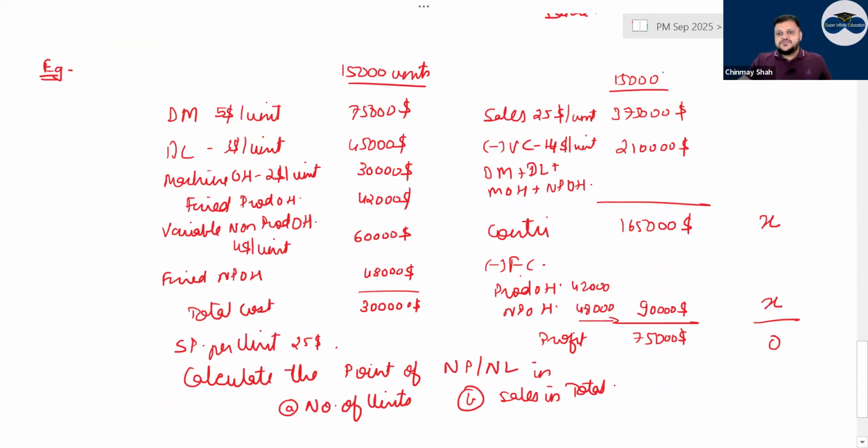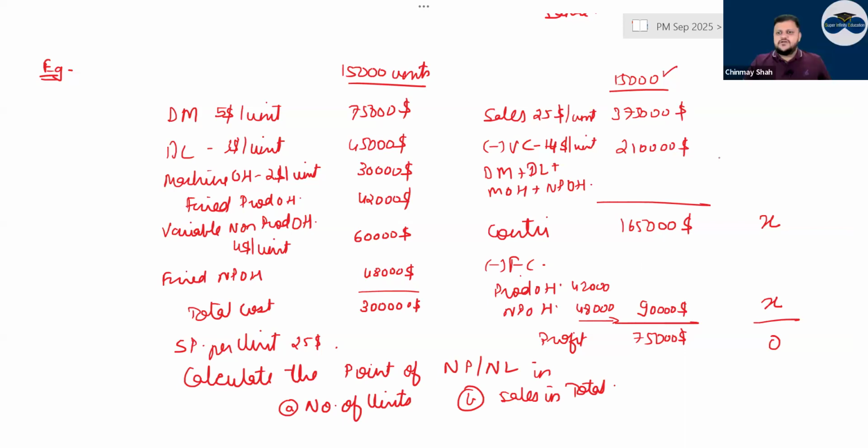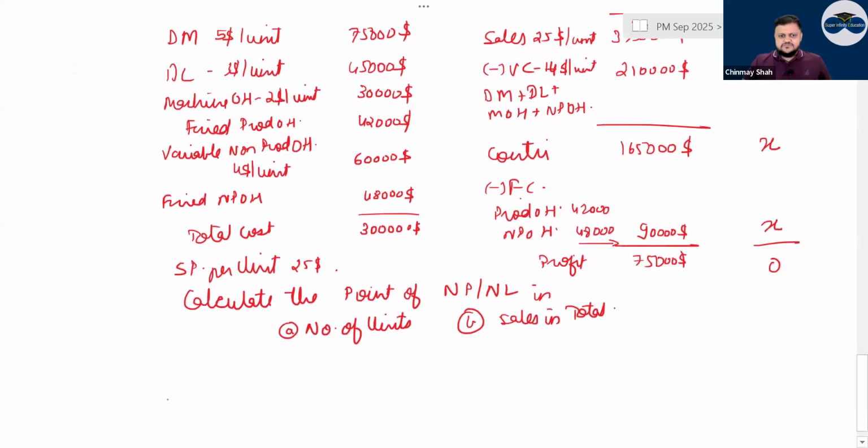And contribution is based on the number of units. How can you calculate contribution? If I directly give you contribution per unit, it will remain constant. So how much is the contribution per unit? $14 per unit into some x will be equal to how much fixed cost do you have? 90,000. Write down below.